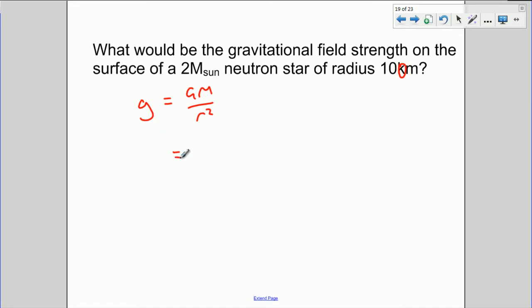Now, when you put all the numbers into that, and for speed's sake, I'll miss that step out, you end up with a value of about 6.7 times 10 to the 8 newtons per kilogram, or meters per second squared. All right, so 6.7 times 10 to the 8 newtons per kilogram. Now, bearing in mind that the gravitational field strength on the Earth is 9.81, you've got an extremely large gravitational field. And actually, if you jumped off a one-story building on the surface of a neutron star, you'd hit the surface with a speed of approximately a million meters per second, or something ridiculous like that. So massive, massive gravitational field strengths.